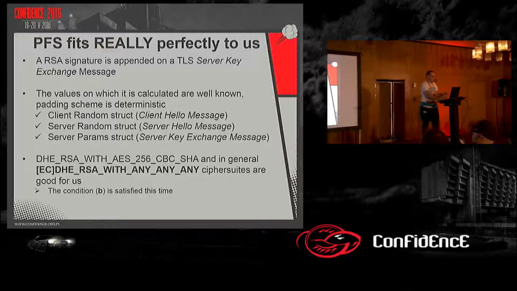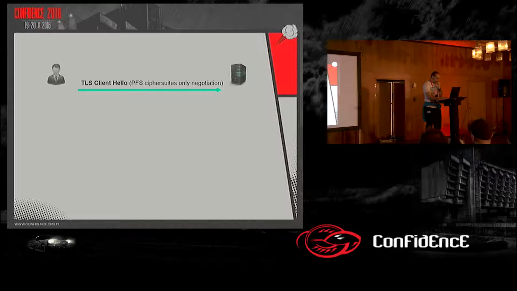So basically, this kind of ciphersuite, where Diffie-Hellman is used as key exchange mechanism and RSA is used as authentication mechanism, is perfect for us. And this also means that we can exploit the technique that I'm going to show you, even if we are using the most modern elliptic curve algorithm. So this is basically what happened.